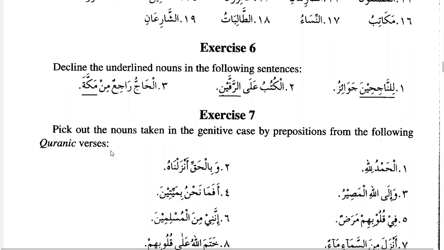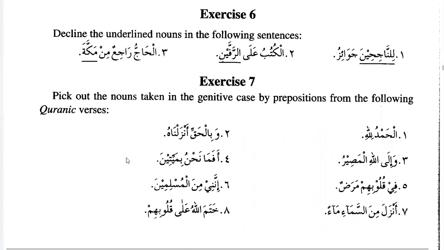Exercise number 6. Decline the underlined word in the following sentence. He is asking you to give the i'rab of the underlined word. So just tell me whether it is marfu, mansub, or majroor. Anyone? Which one? Is it marfu, mansub, or majroor? Majroor. Correct. Next. It is majroor, okay?